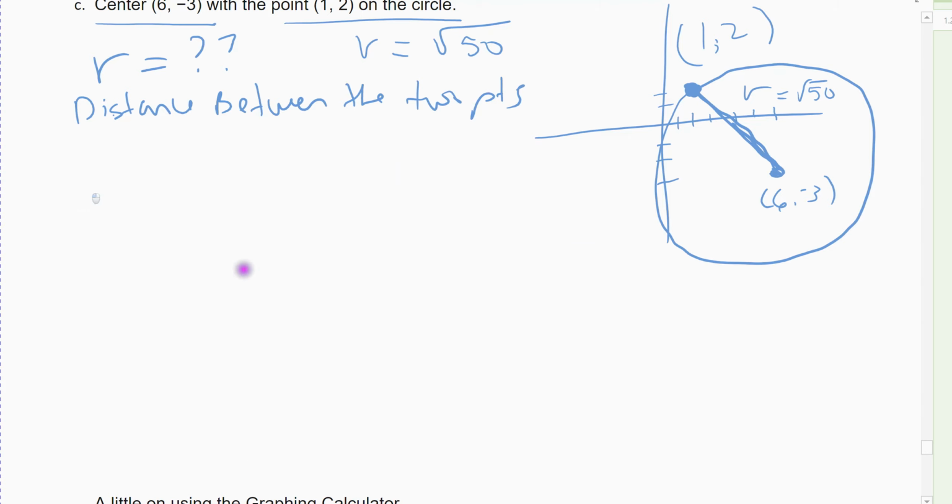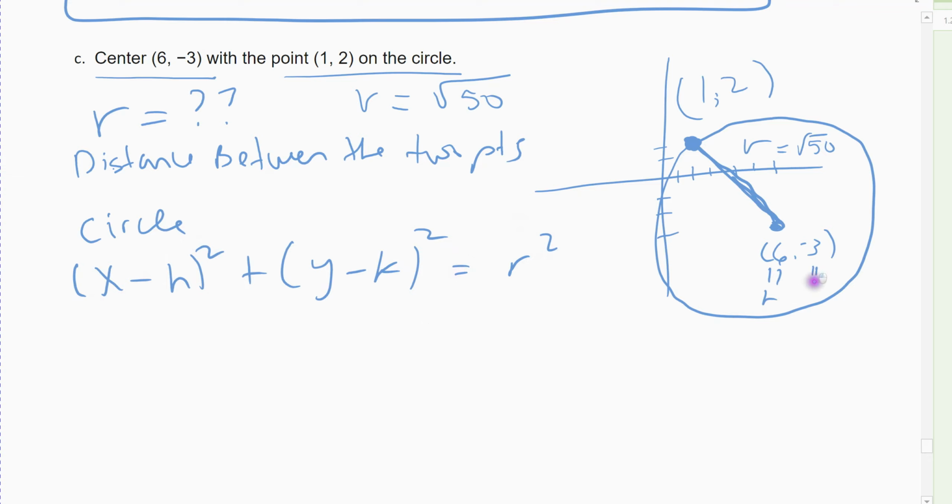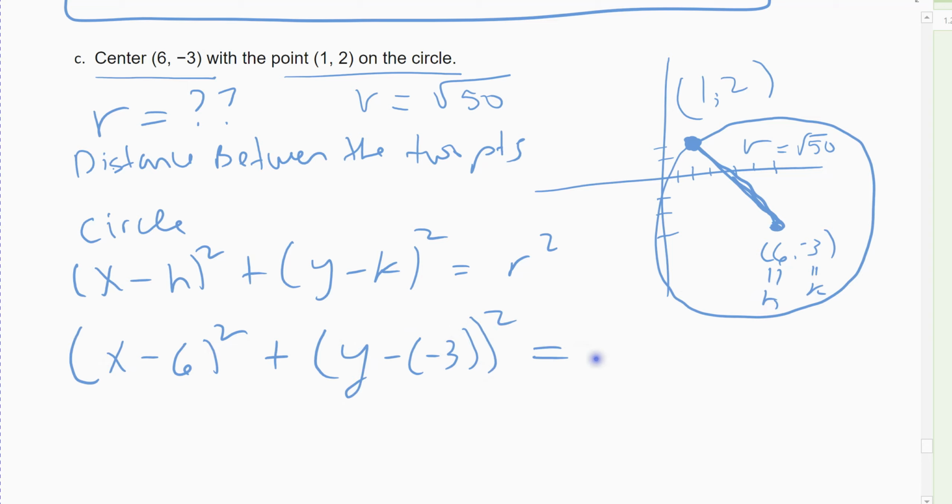Alright, so remember now my circle is x minus h squared plus y minus k squared equals r squared. Well, this is the center, so this is my h, this is my k, and now I know what my r is. So I just plug in the parts. h was 6, so x minus 6 squared. k was a -3, so y minus a -3 squared equals my r squared, so the square root of 50 is r, and then I'm going to square that.